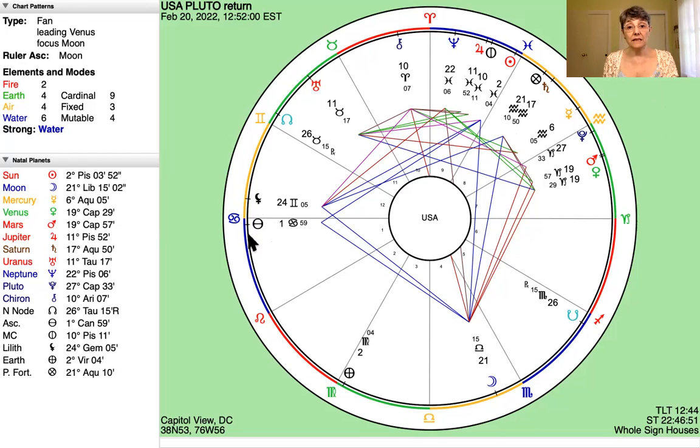Also, we have the ascendant here at 159 of Cancer, which is really close to the world axis, which means that whatever this chart brings to the United States will have an influence on the world as well. And the ruler of Cancer is the moon in Libra. The moon represents the people, and the people in Libra are looking for justice, finding balance.